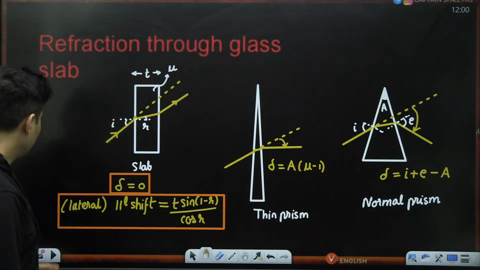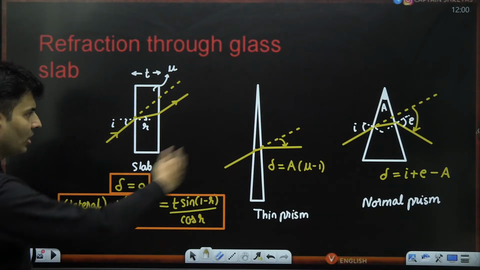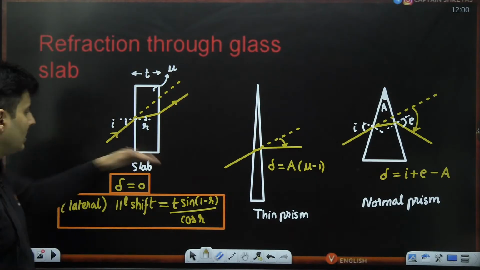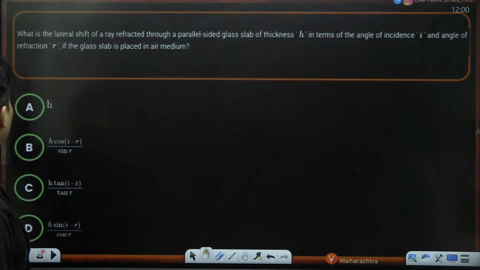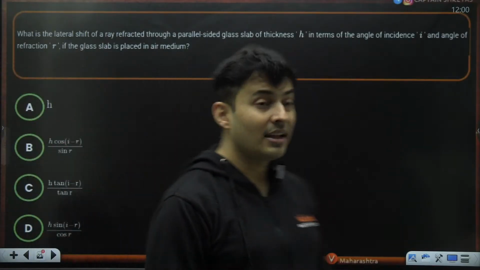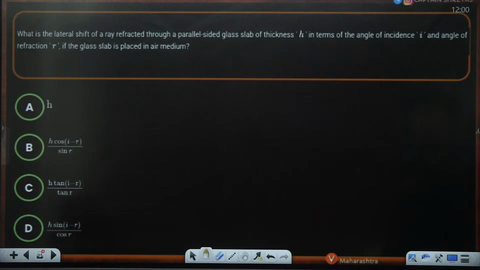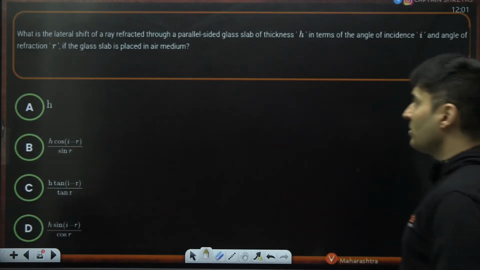So this is very interesting, to see how the parallel nature of the surfaces affects the deviation in different scenarios. So let's start taking some questions. What is the lateral shift if the thickness of the slab is h, refraction is r, incident is i, and the slab is placed in an air medium?